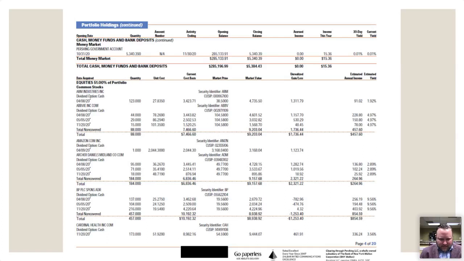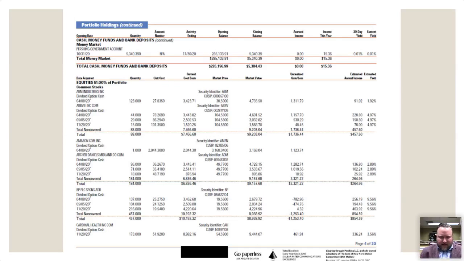And then we've got closing balance. So BP went down over this month. It dropped down to $8,938. And if we think about it, this was during 2020, and so we had the pandemic going. So energy stocks dropped a little during that period of time.